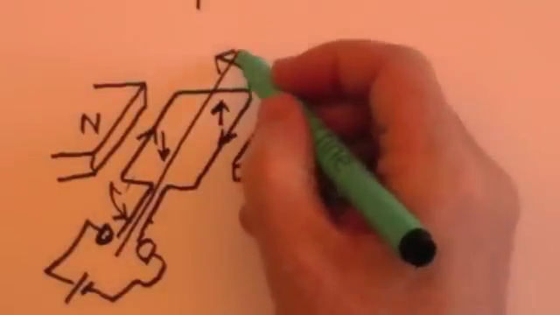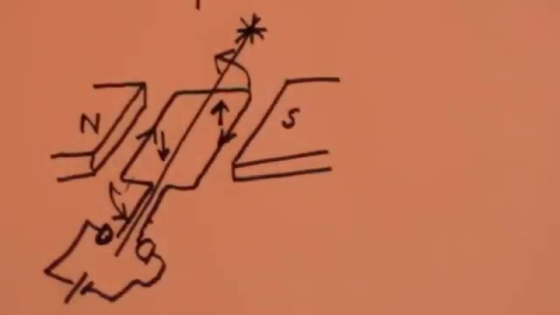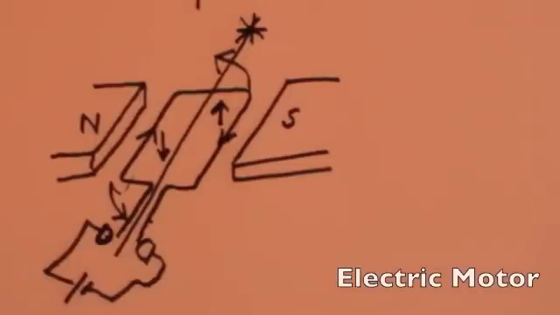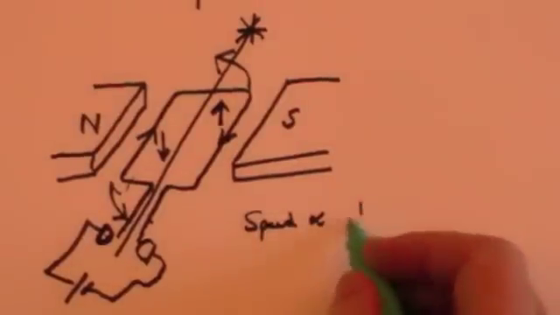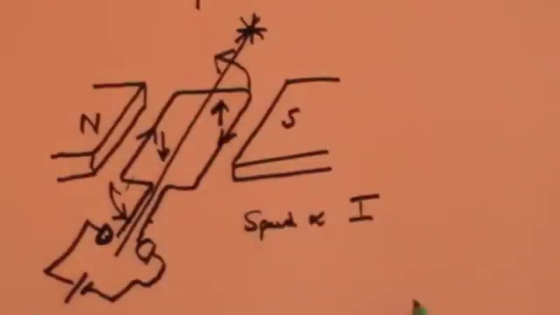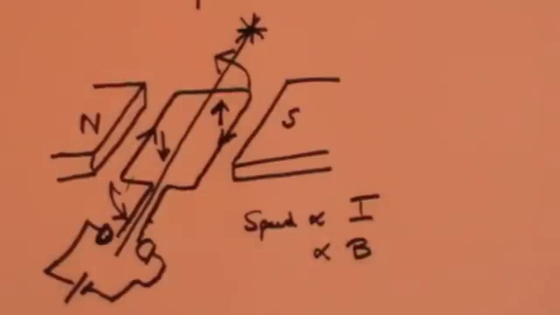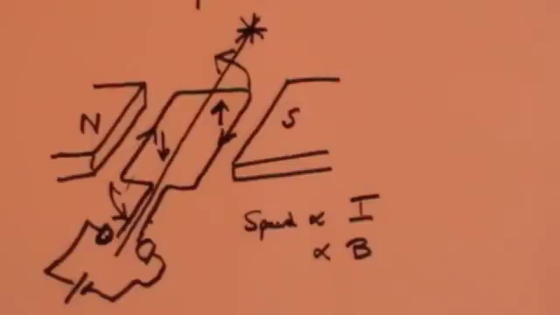I could put something on the end of this, like a little fan, and I would get a spinning fan. And what I have developed here is simply an electric motor. The speed of rotation of that motor will be proportional to the current that's flowing through the wire. The more the current, the faster the speed. It will be proportional to the magnetic field. In other words, the stronger the magnet, the faster it turns. And it will also be proportional to the number of turns in the wire.